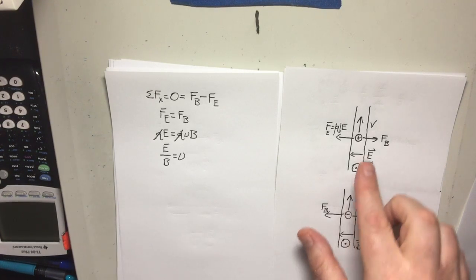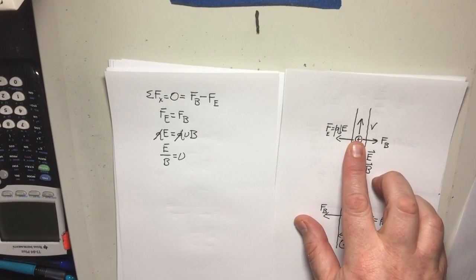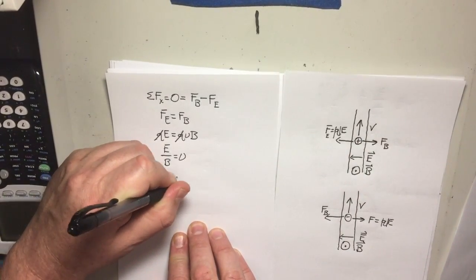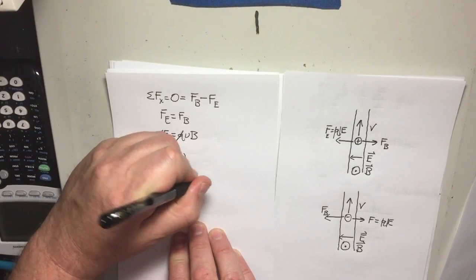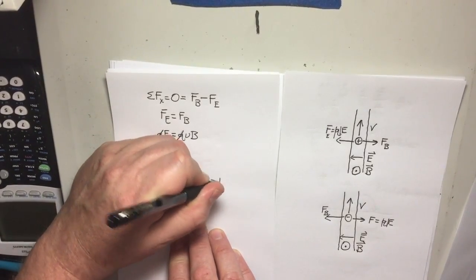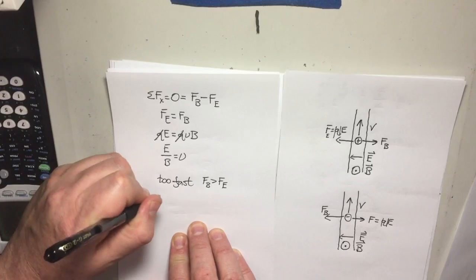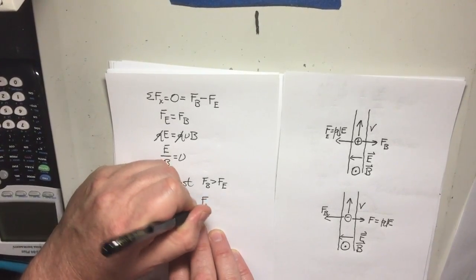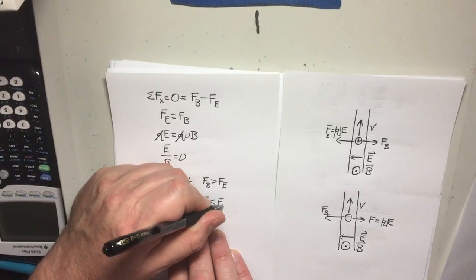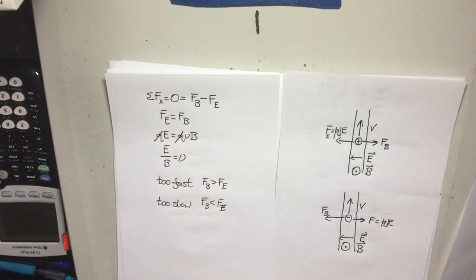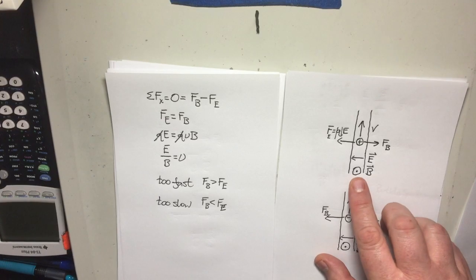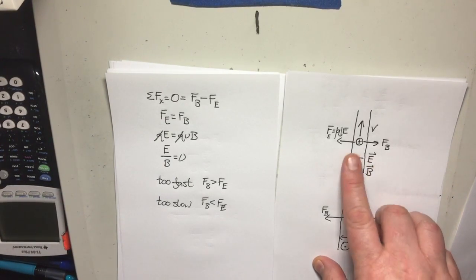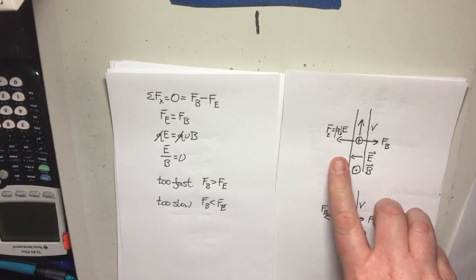What happens is if it's going too fast, FB is greater than FE. Too slow, FB is less than FE. If it's going too fast, it will slam up on the right side. If it's too slow, it'll slam on the left side. And opposite for this.